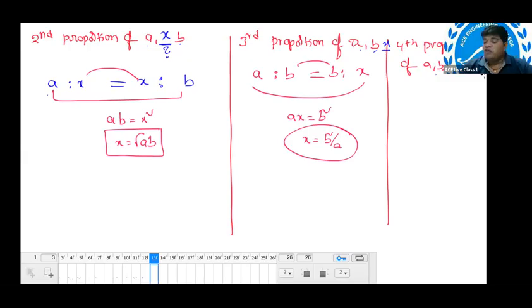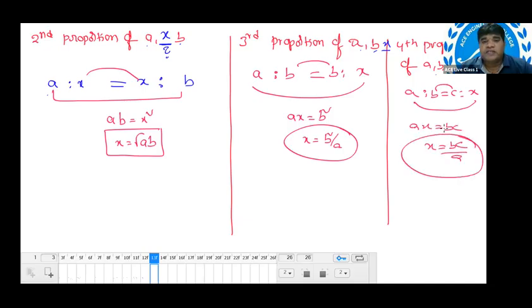Fourth proportion. I want a fourth value. A and last X, in the middle B, C is to X. Product of extremes is equal to product of means. AX is equal to BC. Then X is equal to BC by A.